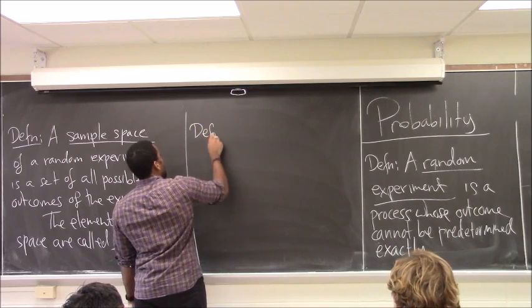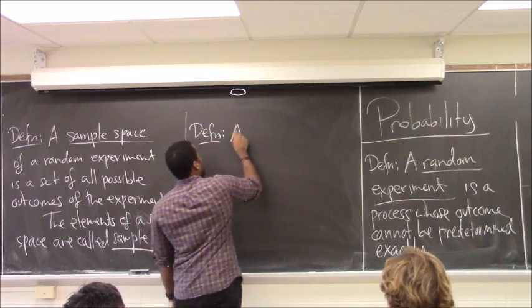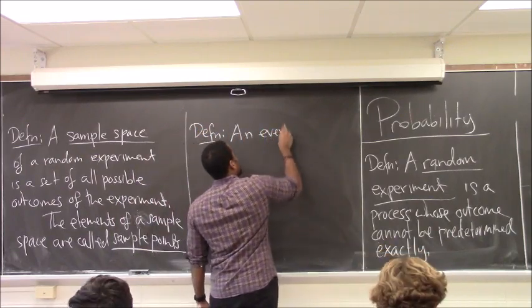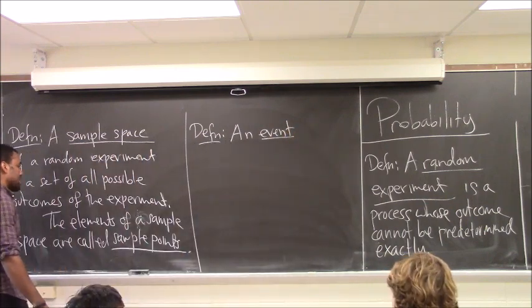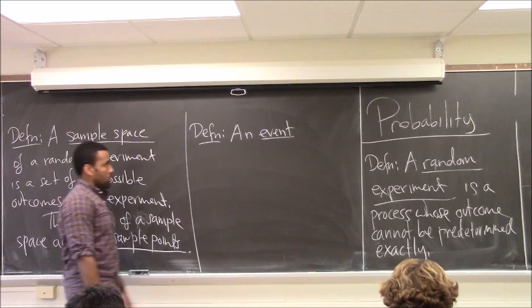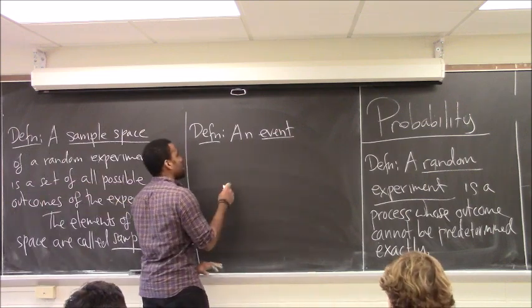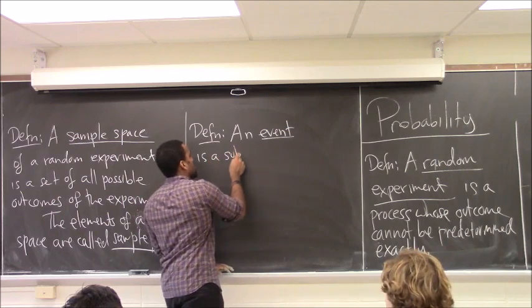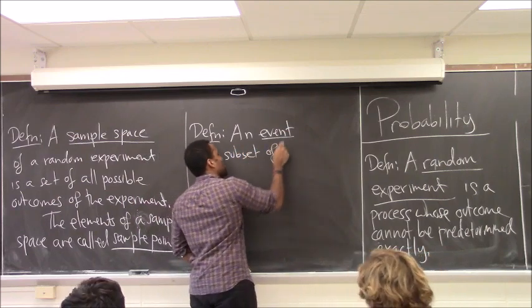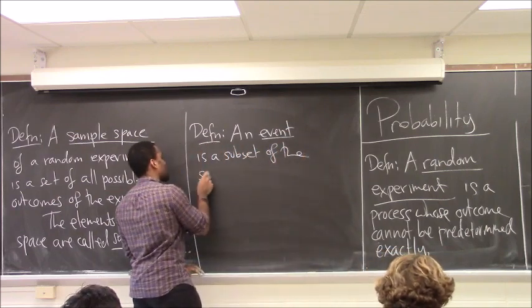Definition. An event. So when we say an event has occurred, an event has happened, abstractly in mathematics, what we mean is a subset of the sample space. So remember what subset means?